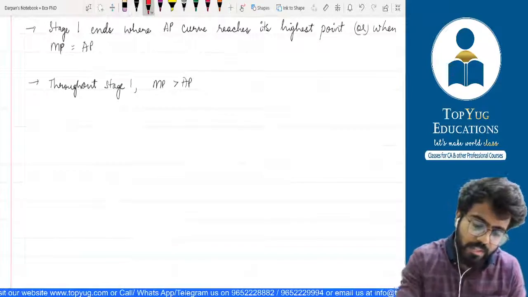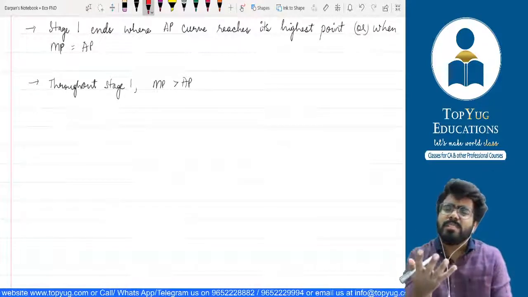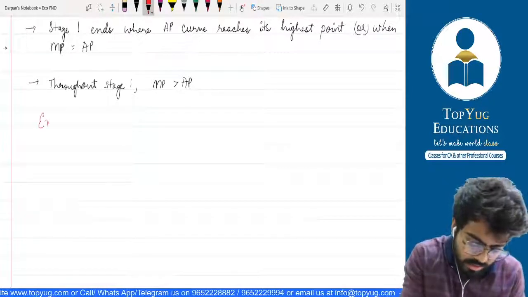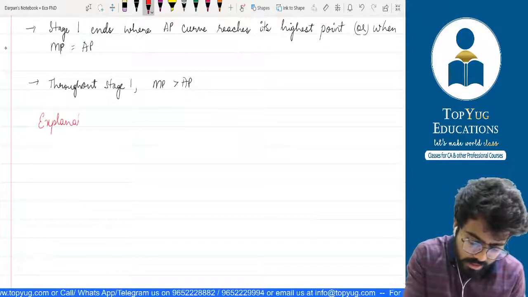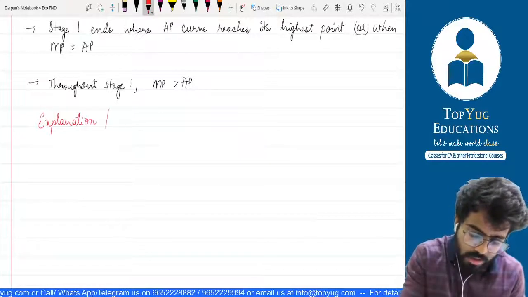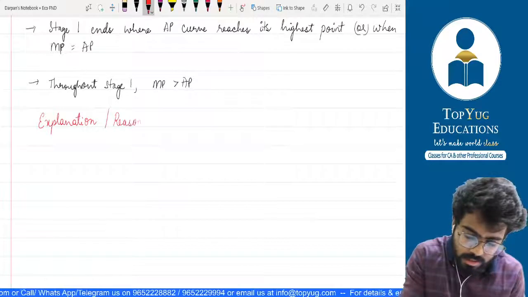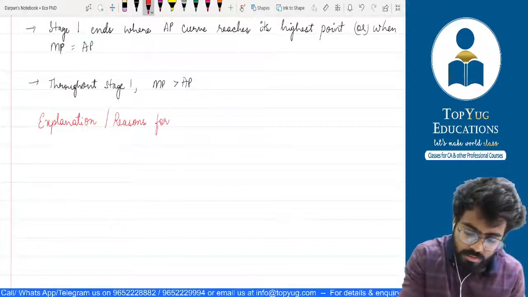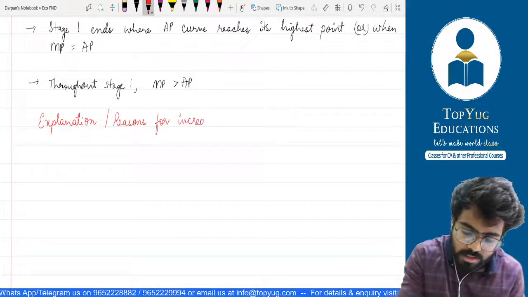Now come to the explanation or reasons. What are the reasons behind these increasing returns? So write down next side heading, explanation or reasons for increasing returns.